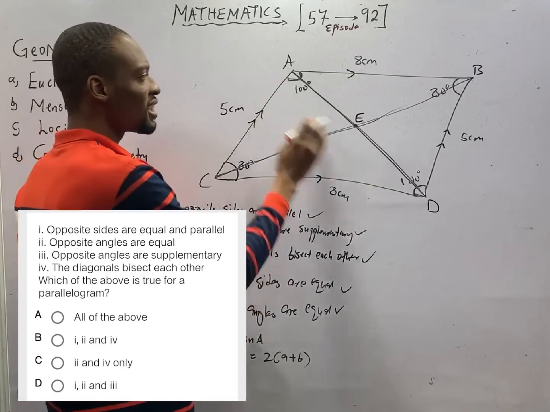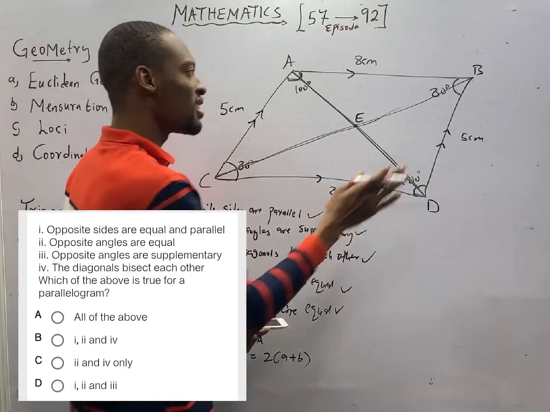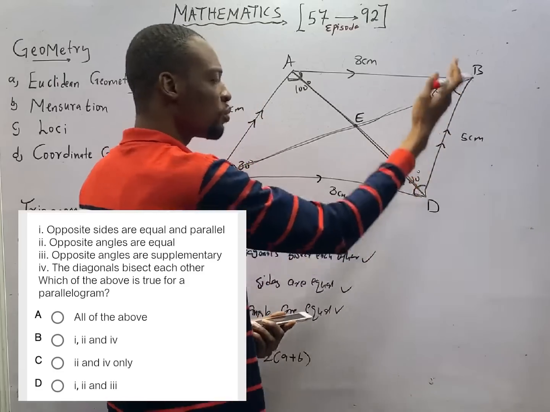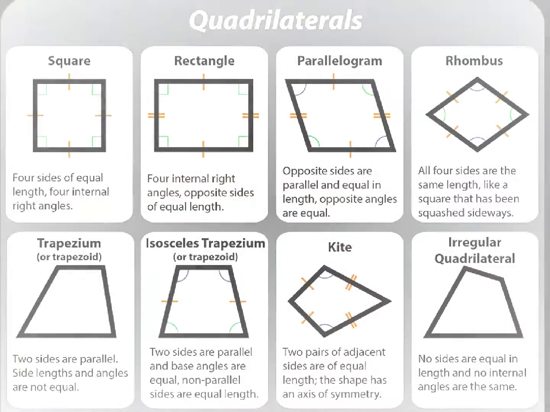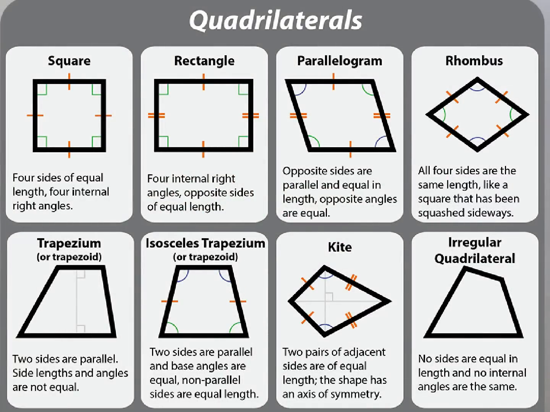So this and this do not add up to 180. It is each of the two consecutive angles. Here and here, they will give you 180. Here and here will give you 180. Here and here will give you 180. So if you add consecutive angles of a parallelogram, you get 180 degrees. That is supplementary angles. In this question, they said opposite angles are supplementary. It is not the opposite angles that are supplementary.